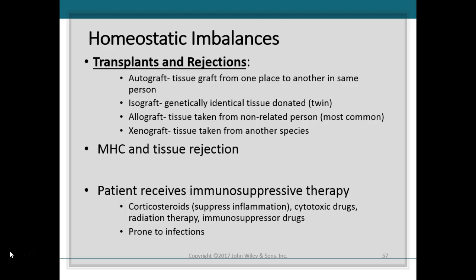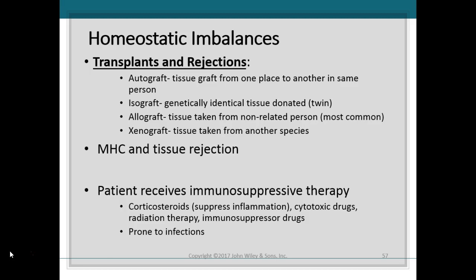An allograft, allo means other, is tissue taken from a non-related person. So, for instance, if you donated a kidney to someone, that would be an allograft, because most of the genes in humans are common within the same species. You're decreasing the likelihood of rejection, but certainly not completely getting rid of that chance of rejection.